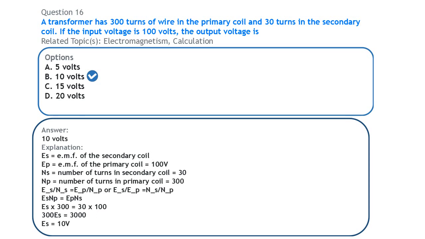Now the number of turns in the primary from the question is 300. So we have the EMF in the secondary coil times 300 equals the number of turns in the secondary, which is 30, times the EMF in the primary, that is 100. So 30 times 100 is 3,000, and 300 times ES is 300 ES. Divide both sides by 300, and we have the EMF in the secondary to be equal to 10 volts.